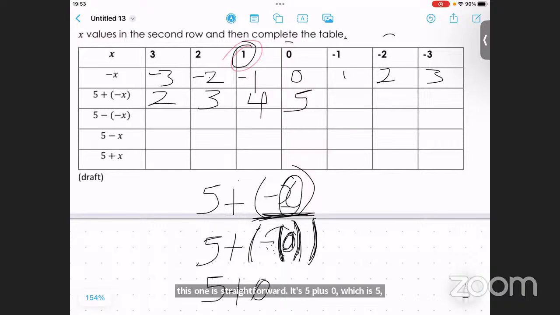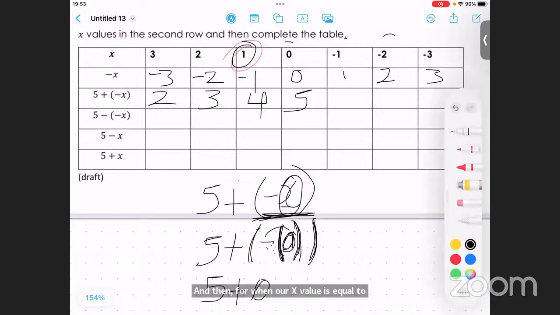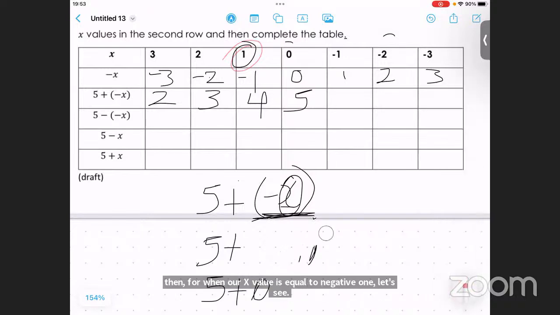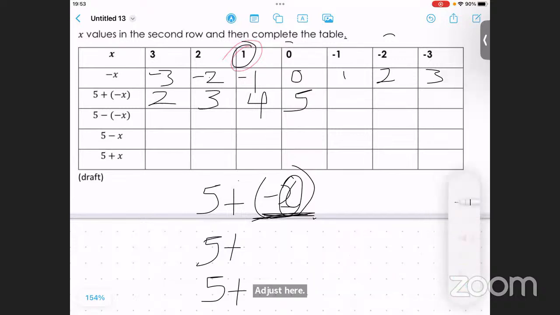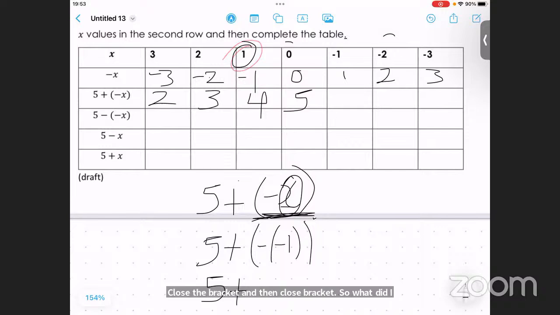And then for when our x value is equal to -1, let's see. Now we have to adjust here. When our x value is equal to -1, you're going to have minus, open bracket, -1, close the bracket, and another close bracket. So what did I say? When you multiply a negative with a negative, what do you get? A positive.